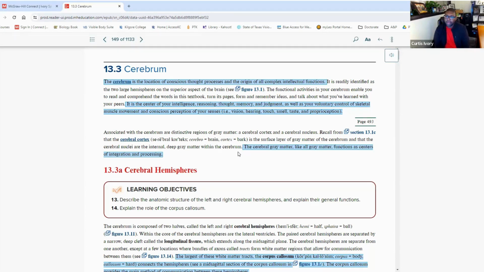So gray matter. We know white matter is where we have a bunch of axons that have myelin on them. Gray matter does not have any myelin, but it is still important. Gray matter essentially functions as integration and processing. So when we're thinking about things, we need gray matter.